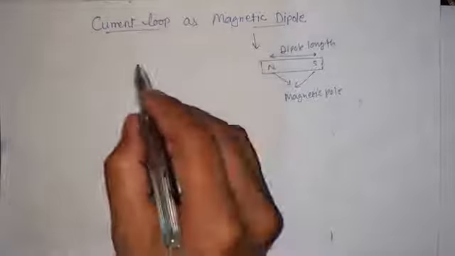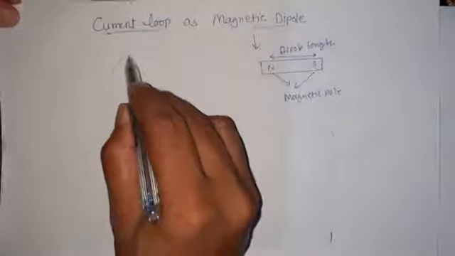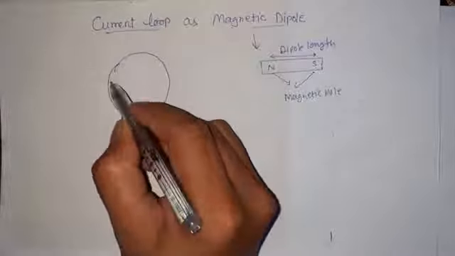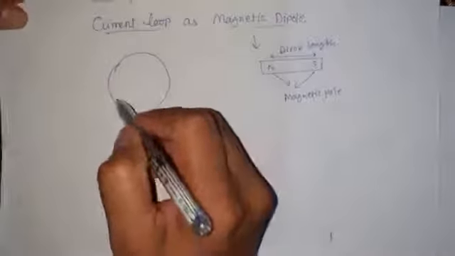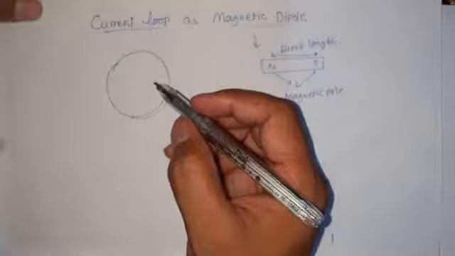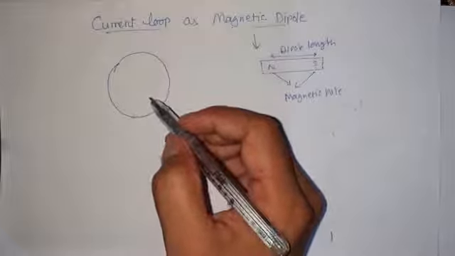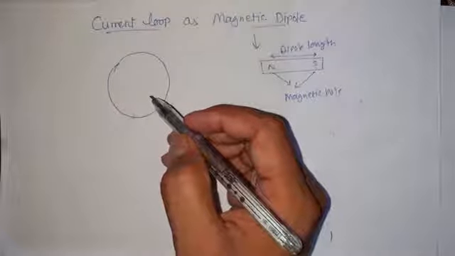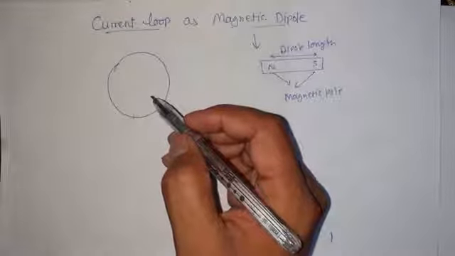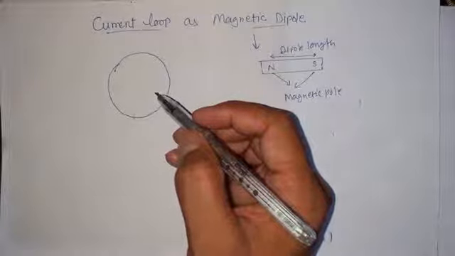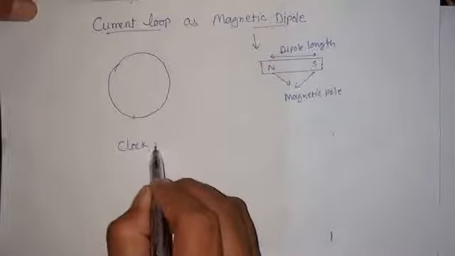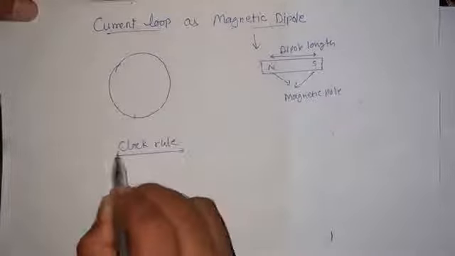Now, when a current passes through a circular loop, one face of this circular loop starts to behave as a north pole while the other starts to behave as a south pole. So how are we going to know which face of the circular loop through which current is passing will behave as the north pole, and which as the south pole? There we are going to use the clock rule. There we are taking the help of the clock rule.